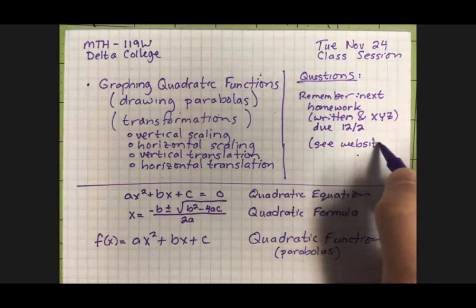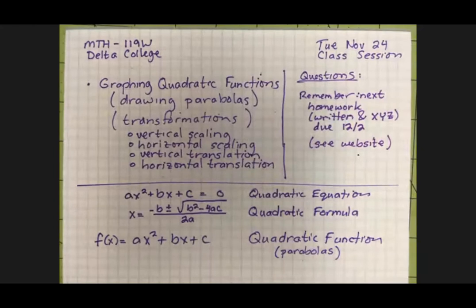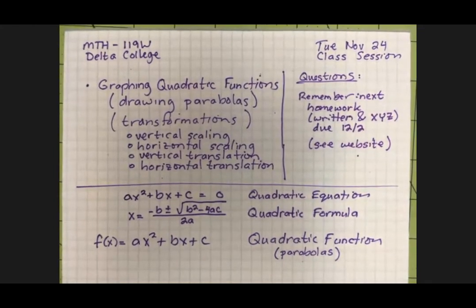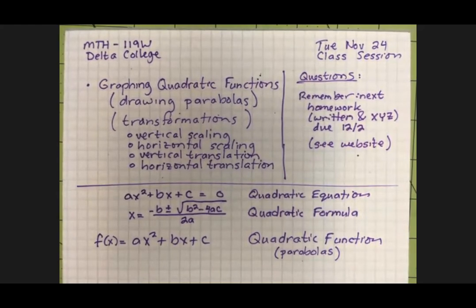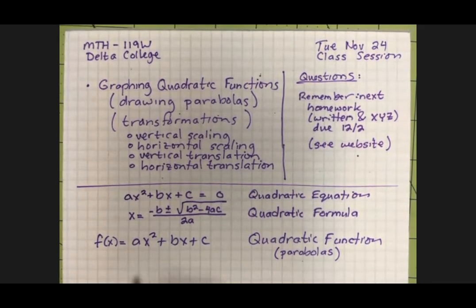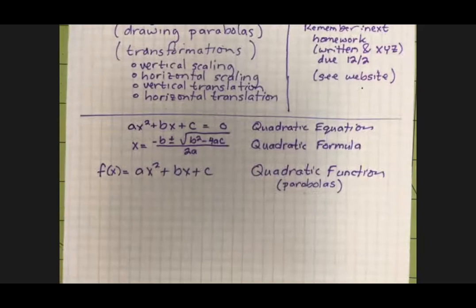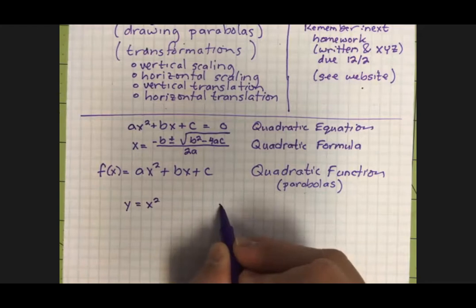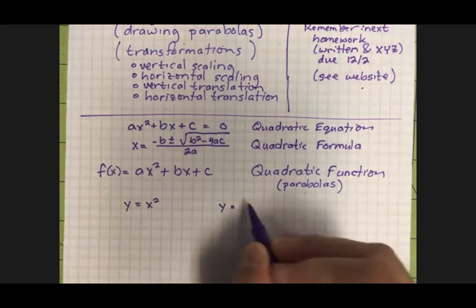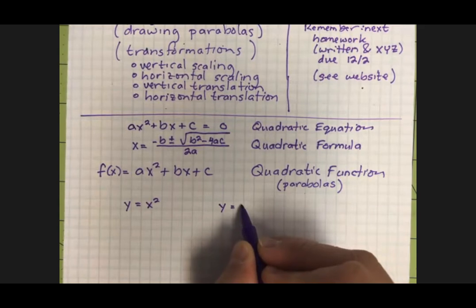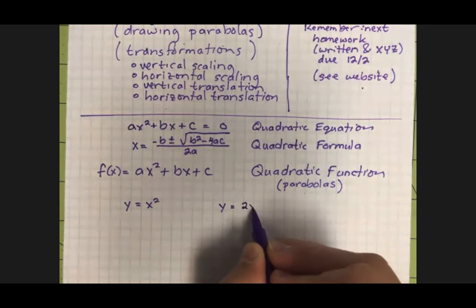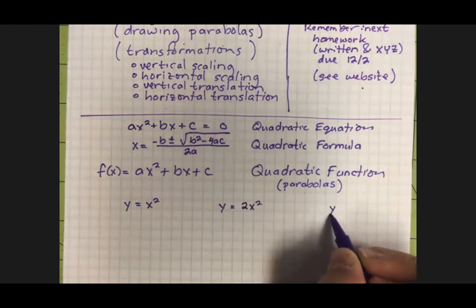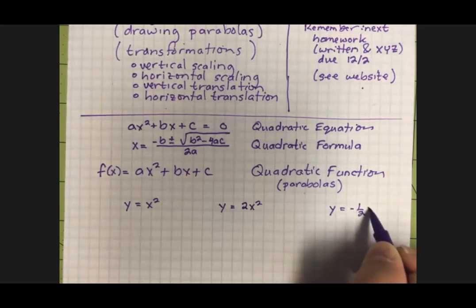Okay, so let's launch into graphing some parabolas, from the simplest, most direct to more and more complicated ones. So here are three simple parabolas: y equals x squared, y equals 2x squared, y equals minus 1/2 x squared.